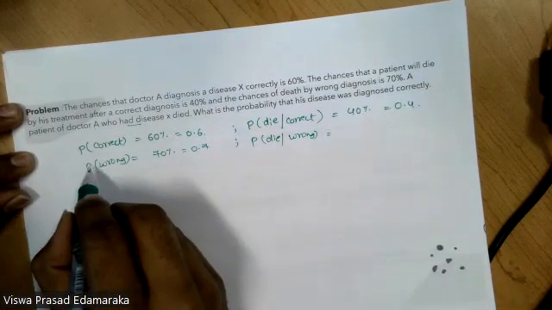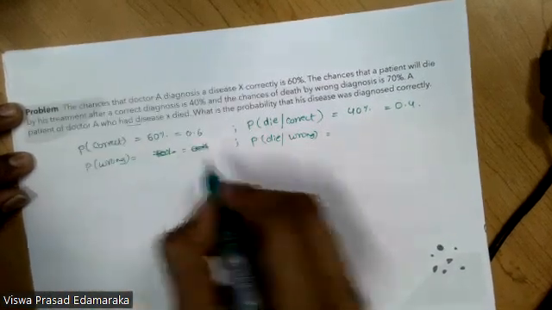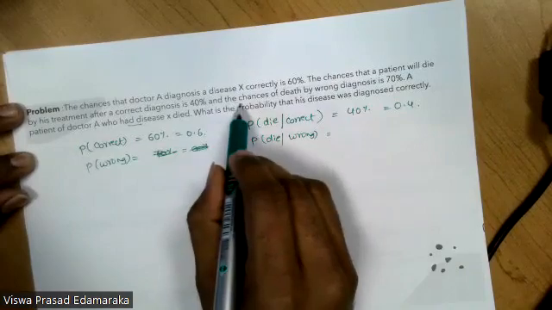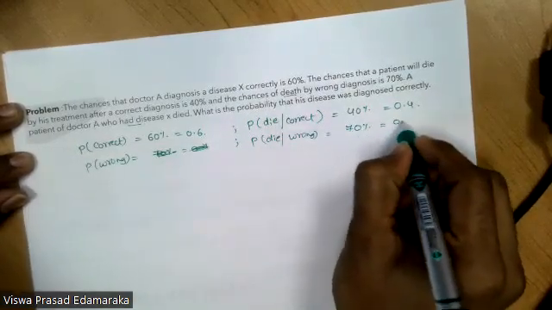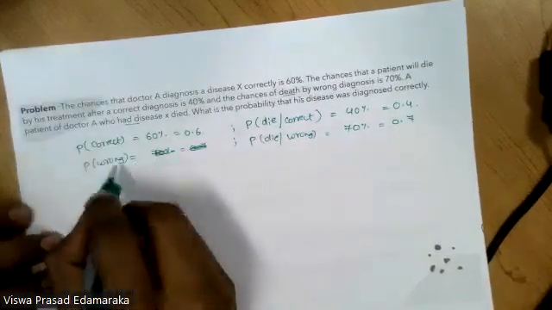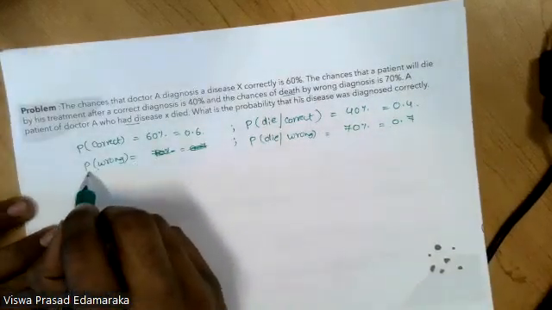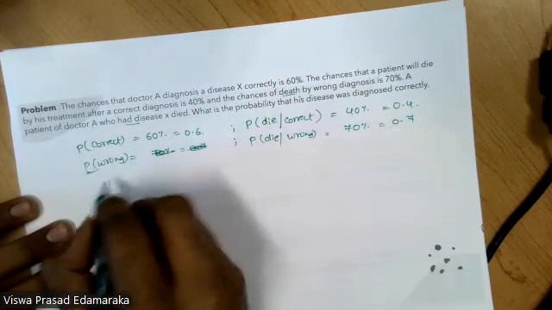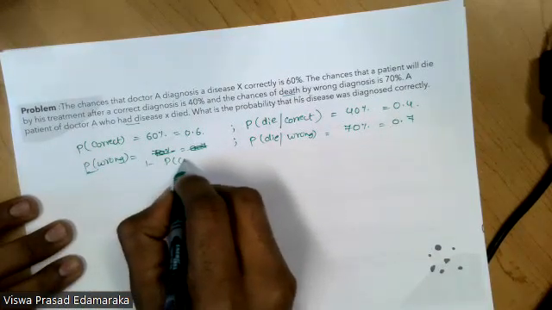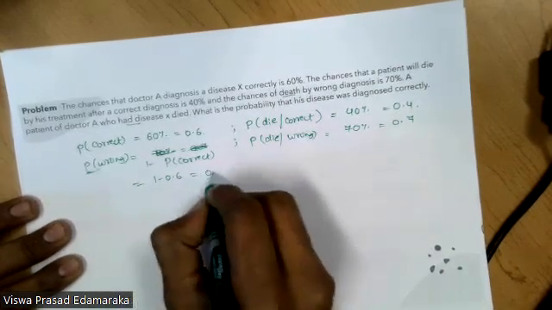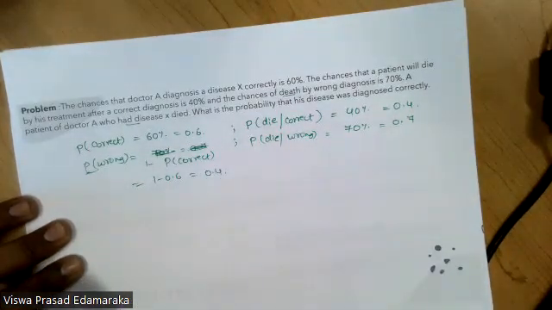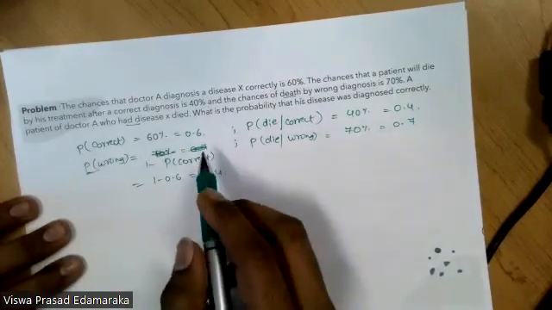He is not giving this one. Death by wrong is 70%. Sorry for that, 0.7. He has not given P of wrong. We know that it is 1 minus P of correct, that is 1 minus 0.6, that is 0.4. Okay, this is the given data.